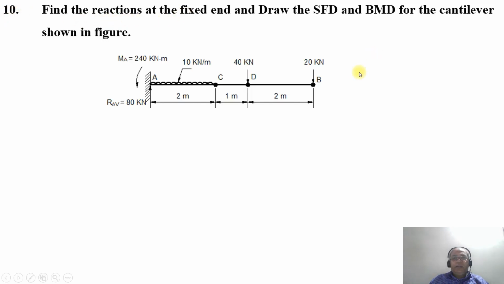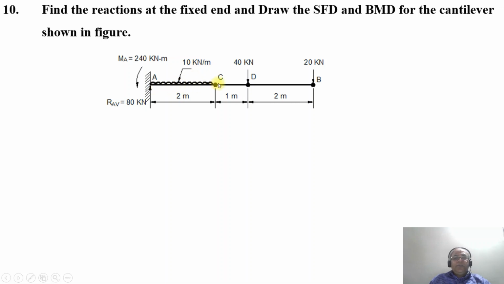In this video, we're going to take up one more problem on cantilever. Problem number 10: find the reactions at the fixed end and draw the SFD and BMD for the cantilever shown in figure. The cantilever has one end fixed and the other end free. Here you have a UDL of 10 kilonewton per meter for a span of 2 meters from the fixed end A.